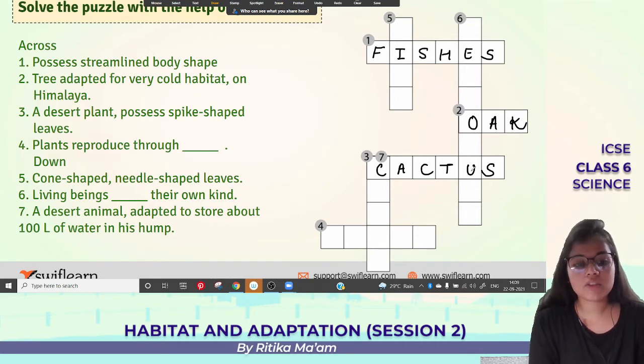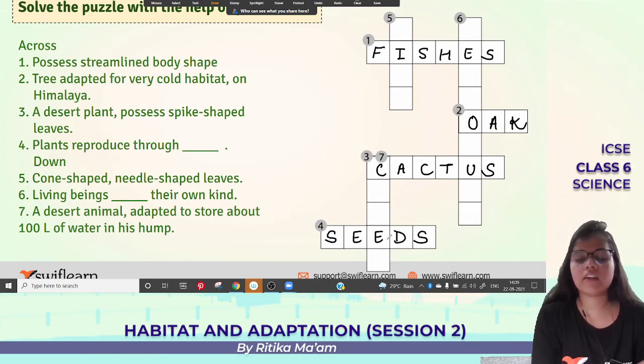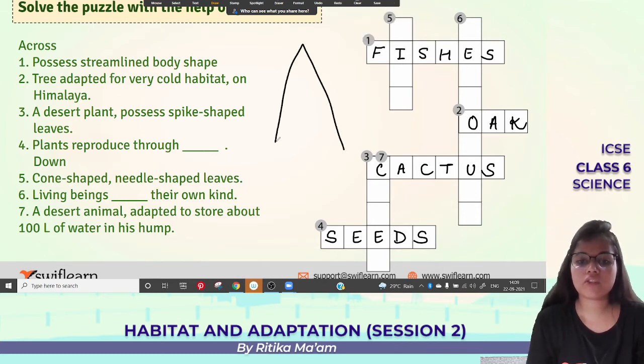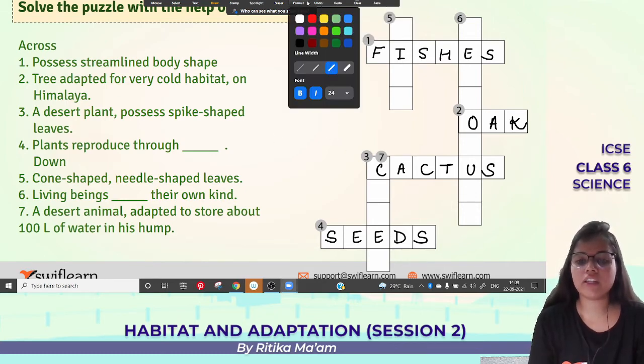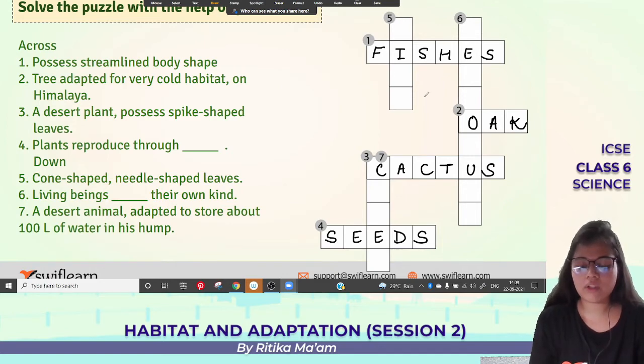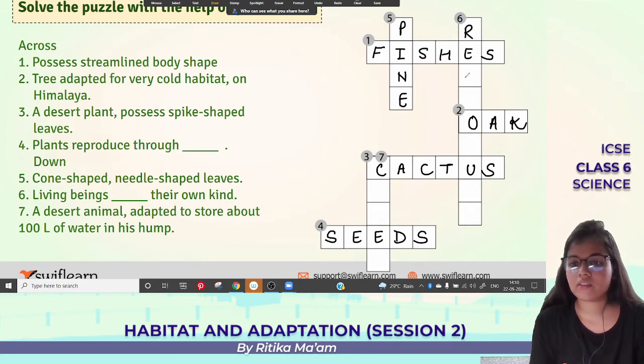Question number 3. Plants reproduce through seeds, obviously. So major plants reproduce through seeds. Now the 5th question says cone-shaped, needle-shaped leaves. So this type of trees are there, and the leaves are of needle shape. So the 5th answer will be pine tree. Living beings dash their own kind. So all the living beings reproduce their own kind.